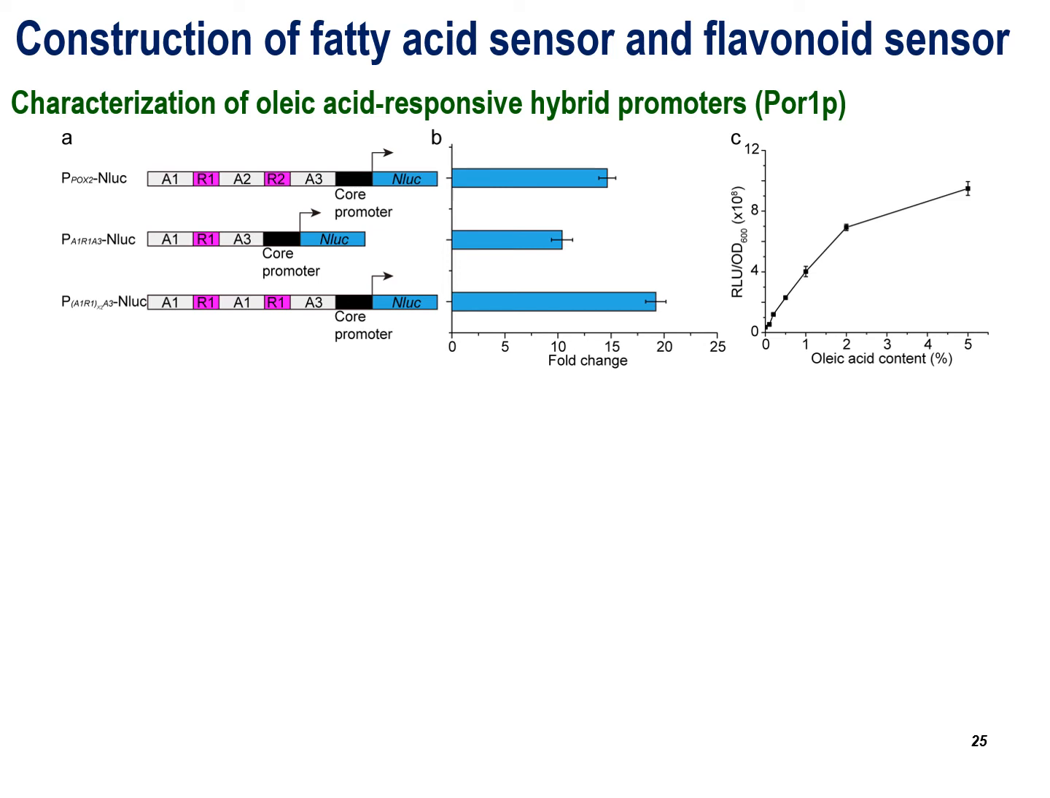So we characterized a number of hybrid promoters. We placed different combinations of POR1P binding sites in front of our core promoter. We eventually found a combinatorial binding site called A1, R1, A1, A3, a DNA binding site, that most efficiently gave a broad dynamic range of up to 24-fold gene expression change and can respond to oleic acid up to 5 grams per liter.